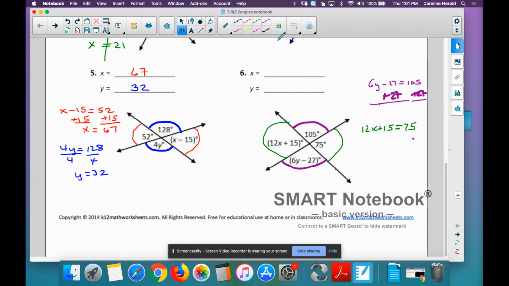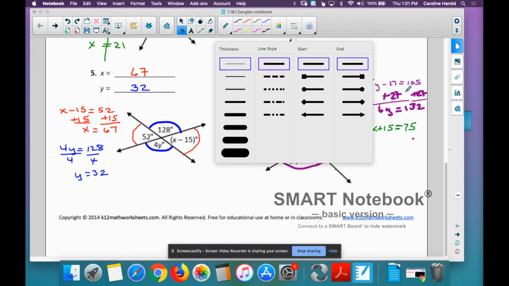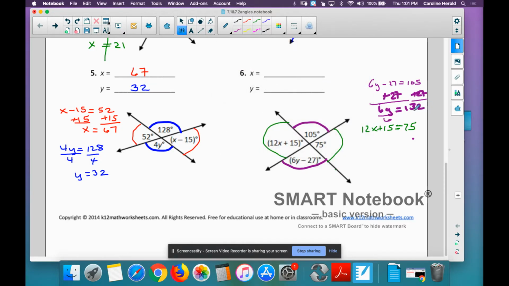Okay, it was 6y. So I get 6y equals 105 plus 27 is 132. Now I need to divide by 6. And I have to move over now because I ran out of room. 132 divided by 6 is, well, 6 goes into 13 twice. 1 left over, 6 into 12 goes twice. Then I get y is equal to 22. And then let's do the next one.